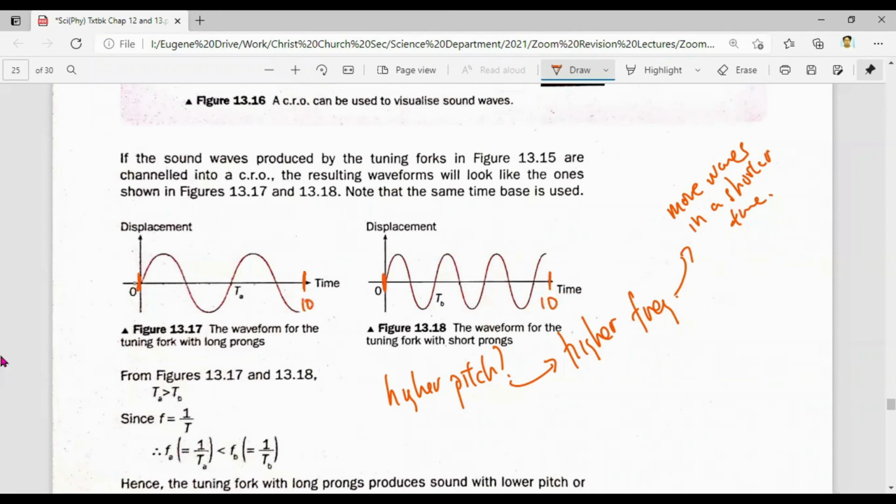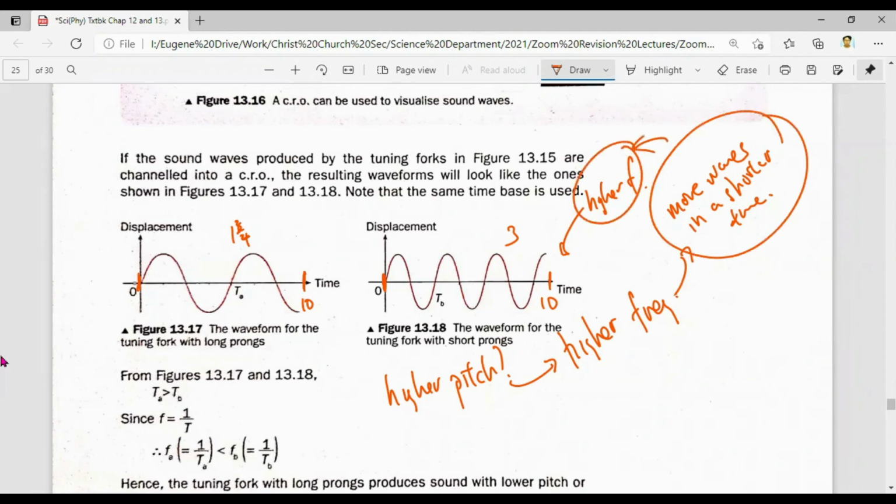Then it's quite obvious which one has a higher frequency, because in 10 seconds I only get about 1.5 waves or 1 3/4 waves. This one has quite a few, at least 2 or even 3 waves. So 1.5 or 1 3/4 waves versus 3 waves, obviously this one has a higher frequency. Being able to see this from the graph is important, knowing which one has a higher pitch or higher frequency. Key idea: more waves in a shorter time means higher frequency.